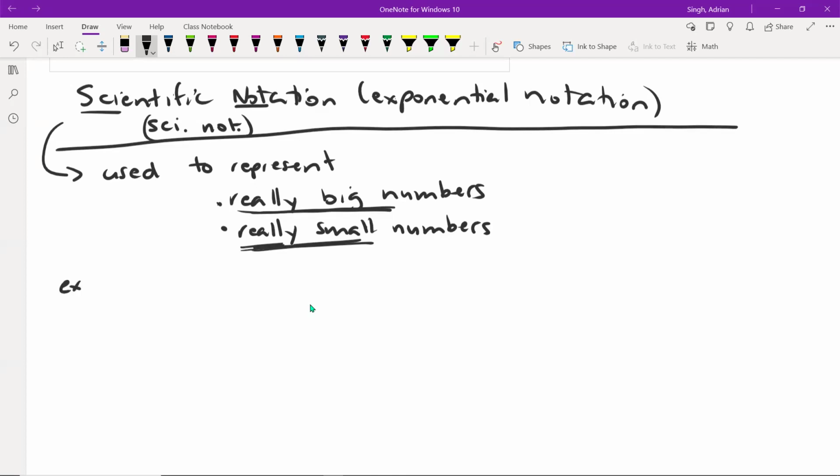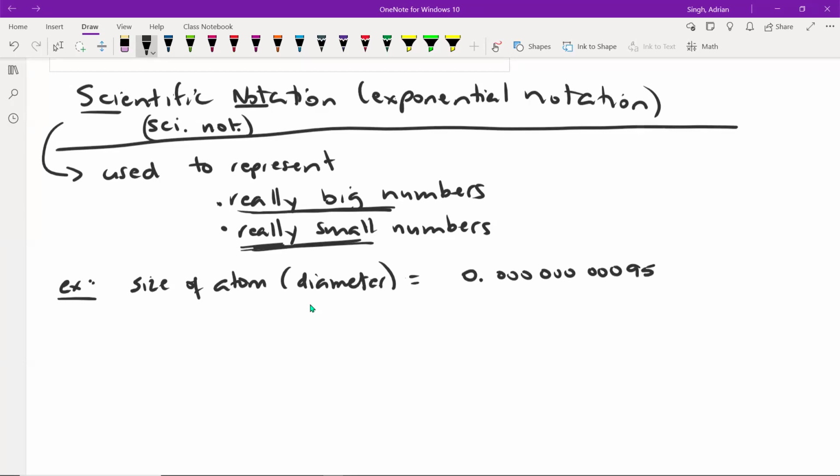So as an example, let's say that we measured the size of an atom. Specifically here, we're looking at maybe the diameter of an atom, and I'm just going to make up some numbers. Let's say that it is 0.00000000095 meters, right? So it's an incredibly small number. If you can imagine an atom being sort of spherical, and we had a sophisticated enough measuring device to measure the diameter of an atom, we find that, let's say, it's this value. That's obviously very small, and it takes a decent amount of time to write that entire thing out.